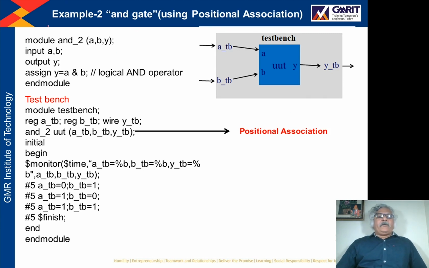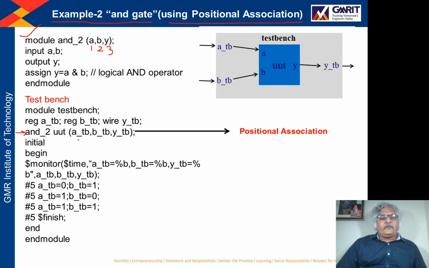Now here the same example, whatever we discussed, and_gate, here I am using the positional association method, right, for the instantiation. In case of positional association, you see here in my and_2 module, what are the positions of my A, B and Y? A is at the first position, B I have written at the second position, and Y I have written at the third position, right?